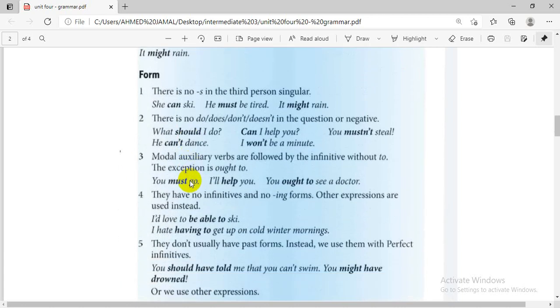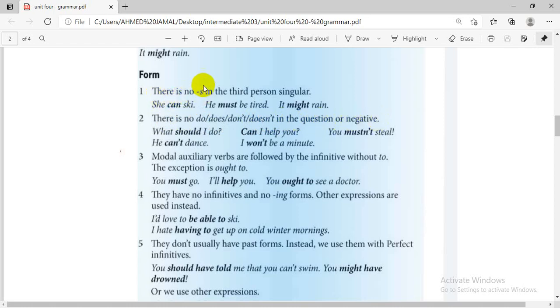Form. 1. There is no s in the third person singular. She can ski. He must be tired. It may rain. They do not exist in the third person singular form. She can ski. He must be tired. It may rain.